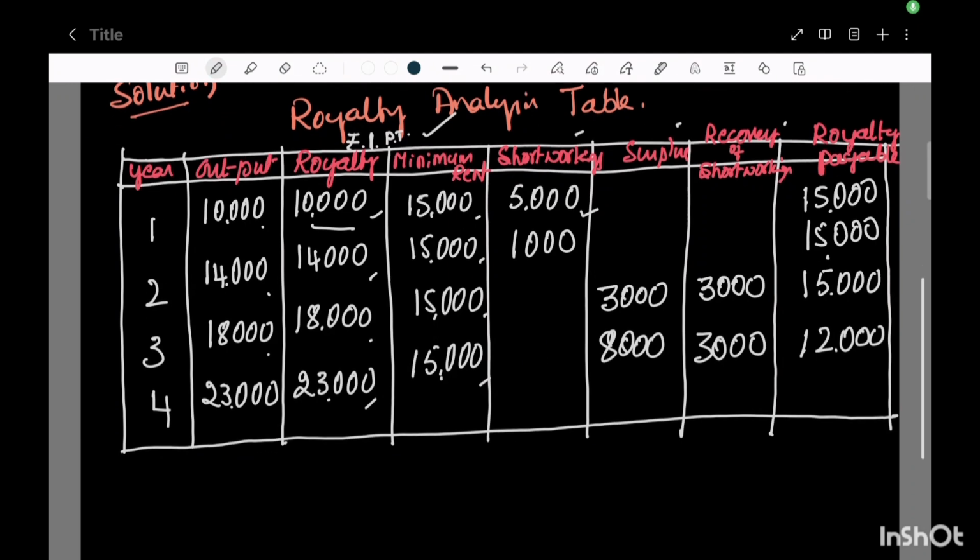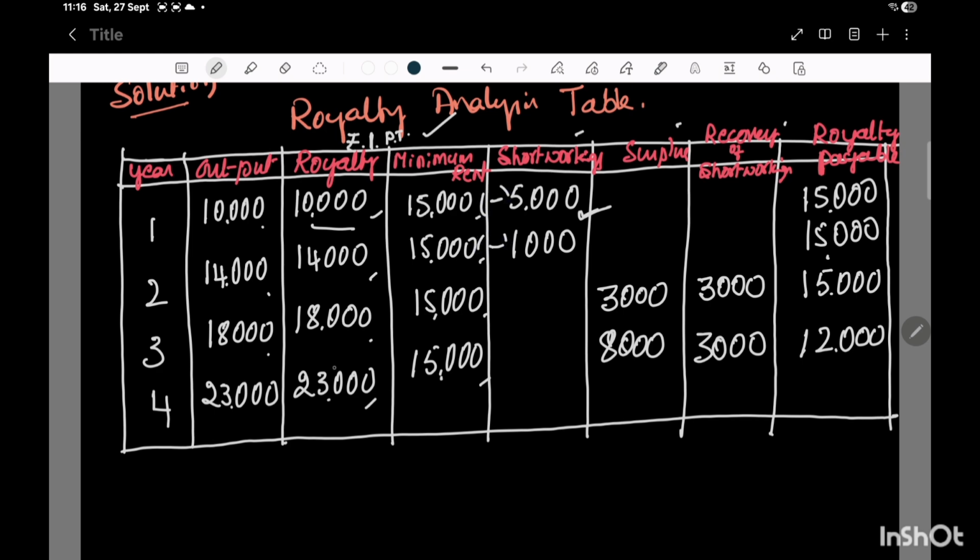Okay, look into this royalty column. Here we have 10,000, whereas in minimum rent it is 15,000. The difference is 5,000. Okay, and that difference is called short workings. We are getting a minus value. Whenever royalty is less than minimum rent, we call it short workings. Here also it is 14,000, whereas minimum rent is 15,000. You are getting the minus value, which becomes the short workings.